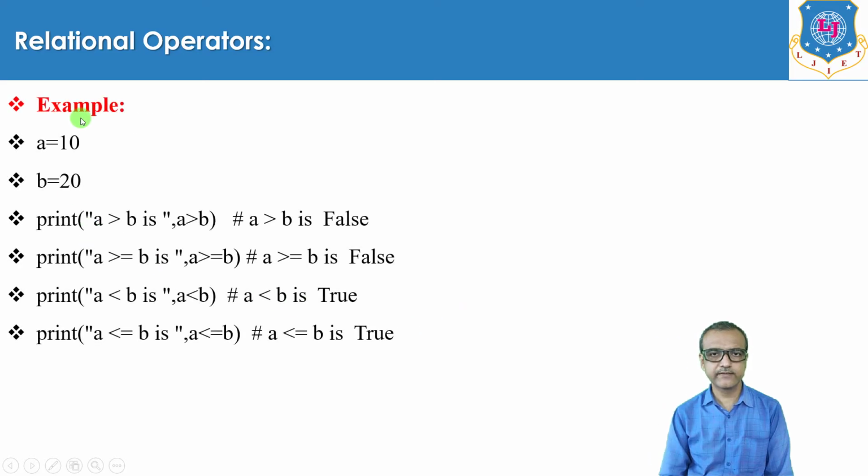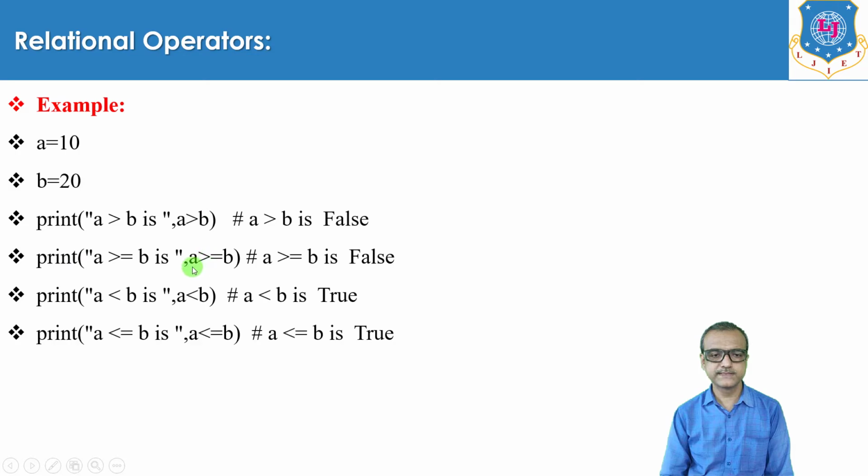Now we will see one example based on relational operators. Here I have taken a equals 10, b equals 20. So what will be the output of this print statement? See, here a greater than b, it will check whether a is greater than b or not. The value of a is 10 and the value of b is 20. So is 10 greater than 20? No. So the output is false.